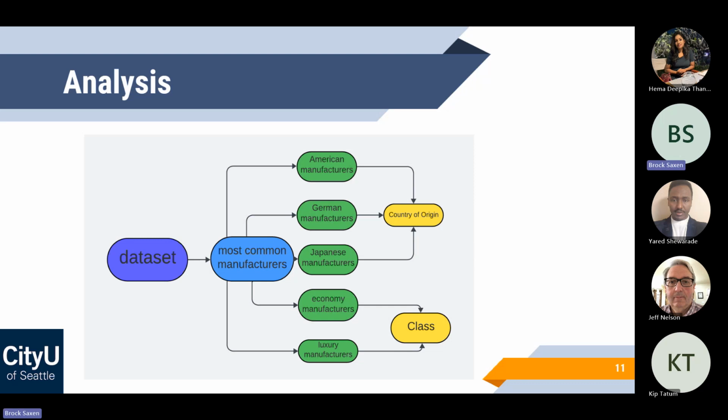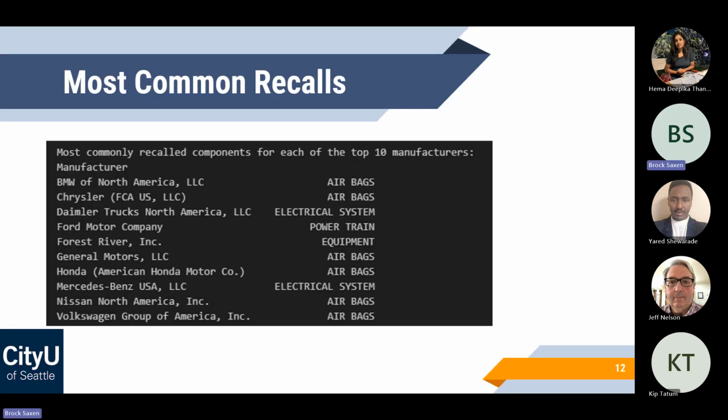I pulled out the most common manufacturers and picked 3 American manufacturers, 3 German manufacturers, 3 Japanese manufacturers, 6 economy manufacturers, and 6 luxury manufacturers. I graphed all of those in their own groups and then also compared by country of origin and luxury versus economy cars to see which groups had the most recalls. I also thought it would be interesting to see the most recalled component for each of the top 10 manufacturers, so I searched for that.